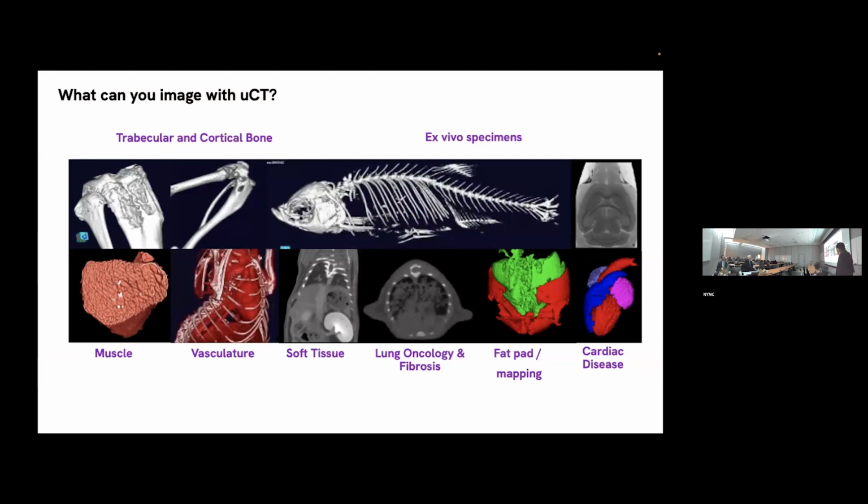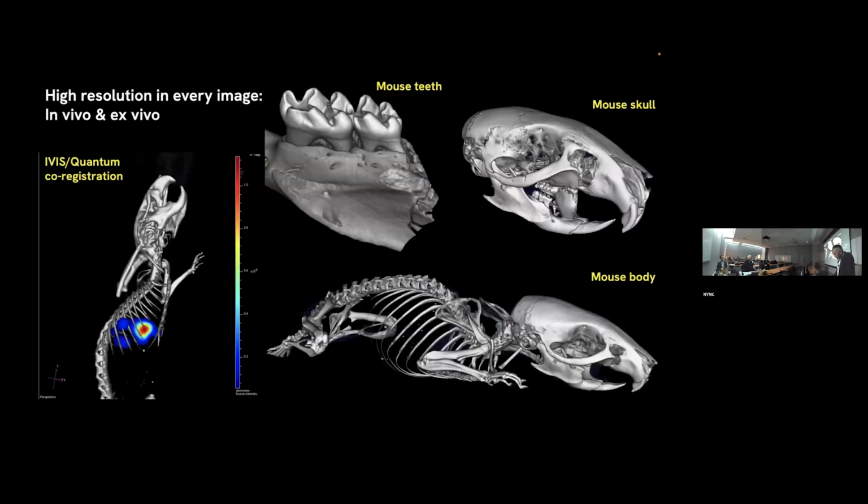Bone, fat, as you can see, muscle, vasculature, soft tissue, lung, fat pad, cardiac disease, and so on and so forth. There's someone who made a career of the micro-CT with biomarker distribution of COVID in myocardium, with the famous myocarditis, with the distribution of the virus associated with that.